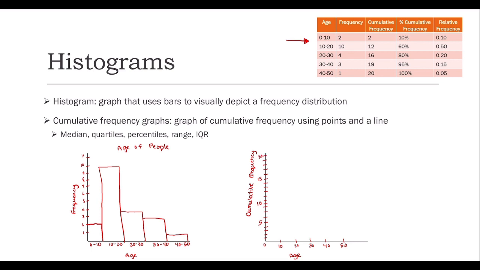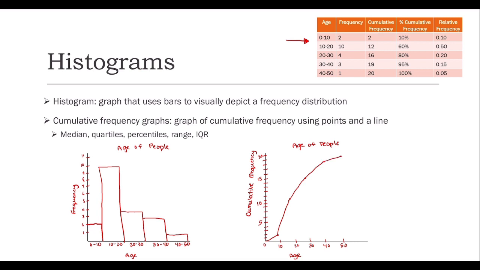So you always need to make sure to label your x and y axes. And then we'll have our title. So 0 to 10, we have 2. So by the time we get to 10, we're at 2. 10 to 20, our cumulative frequency is 12 because there's 10 more. 20 to 30, we get to 16. By 40, we're at 19. And 50, we're at 20. So your graph would look something like this, because you'd connect all the dots.